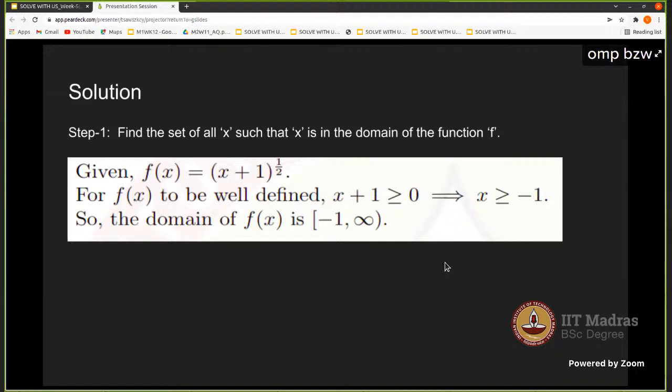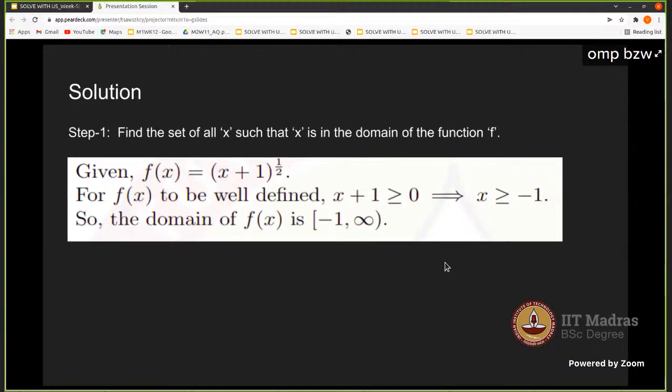If the output is a real number, then the function is well defined for that particular x. So x plus 1 can't have negative values, which is why we are taking it up to -1 only. Complex numbers we consider as undefined. When x plus 1 is less than 0, I will get the root of something negative, which is a complex number. That is undefined, so those x values will not be in the domain of f of x.